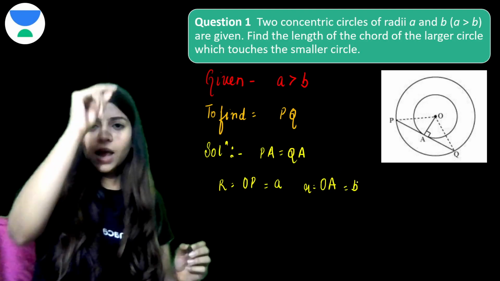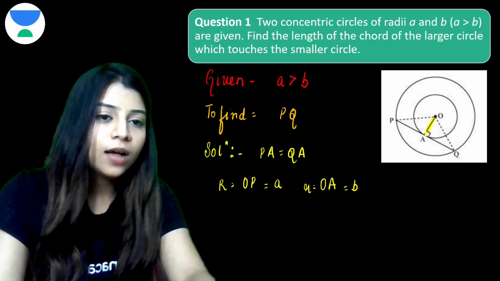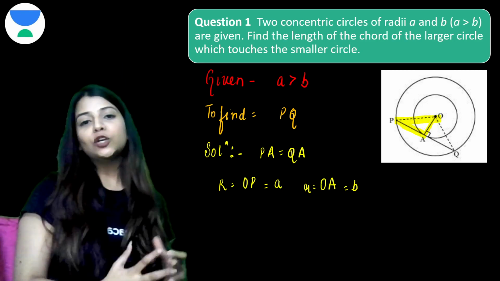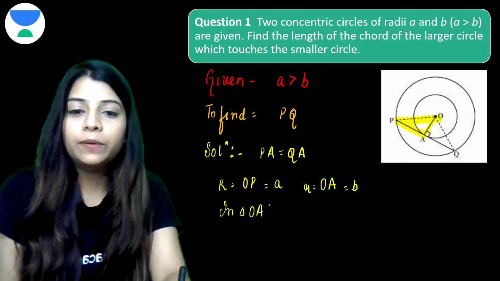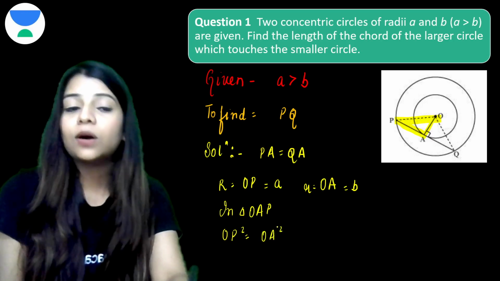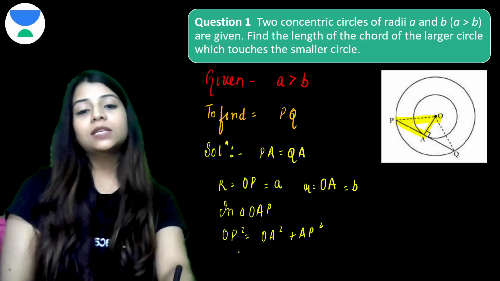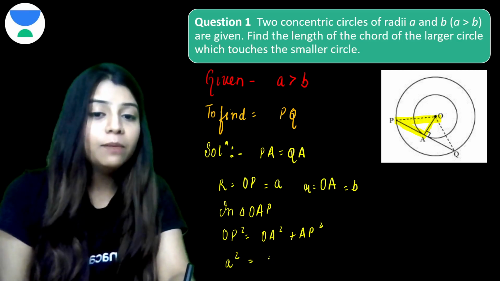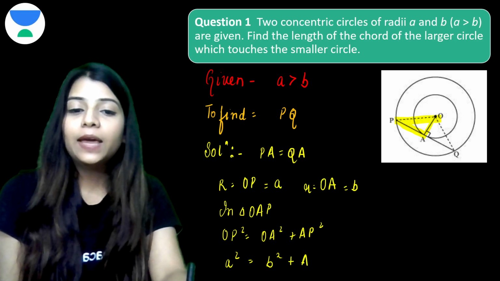Now, if I take triangle OAP, if I highlight it for you, we are taking this triangle OAP. This is a right angle triangle, so we will apply the Pythagoras theorem in this particular triangle. In triangle OAP, we know that OP square is equal to perpendicular square plus base square, that is AP square. OP is given as A, so we will write it as A square. OA is given as B because it is the radius of the smaller circle, so we will write B square plus AP square.